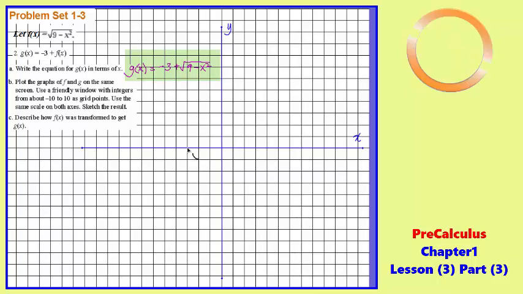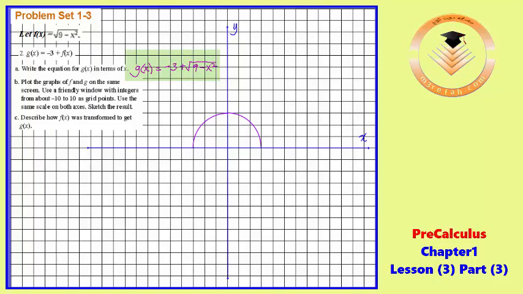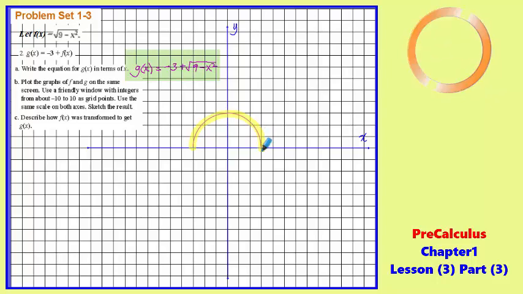So following this window, we're going to create again a semicircle. So now we have a semicircle. Now let's highlight that. Okay, this is our f of x.